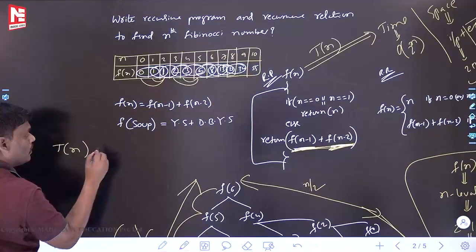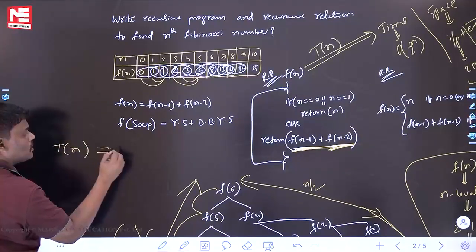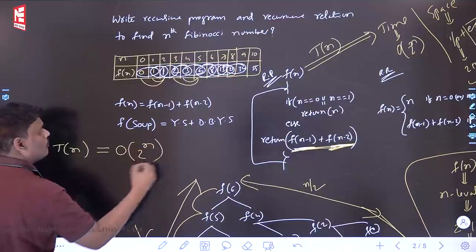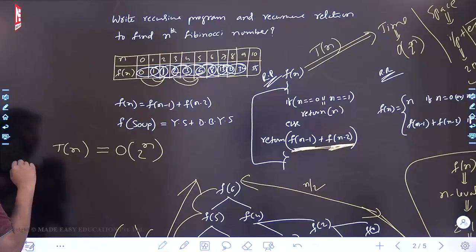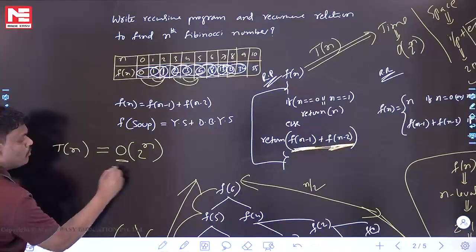What is the 2 power n? Is 2 power n an exact answer or an upper bound? Comparing with the actual answer, which is Tn, 2 power n is bigger. So it is an upper bound.